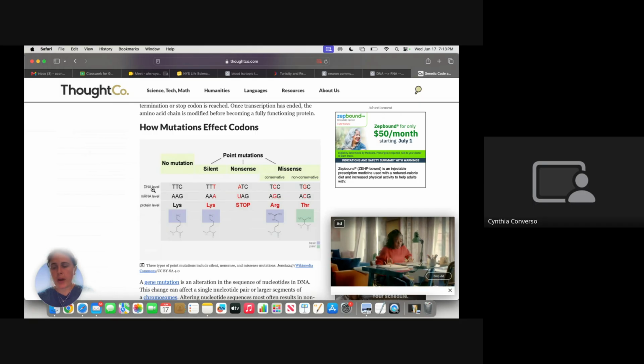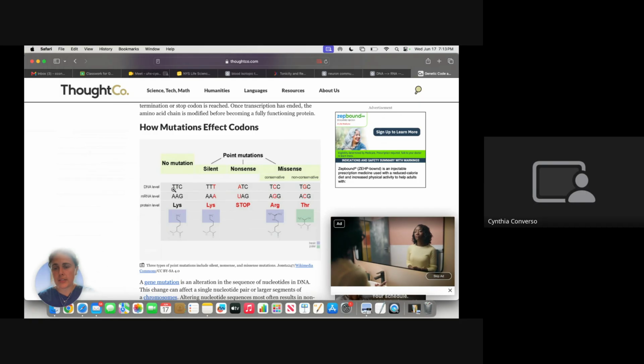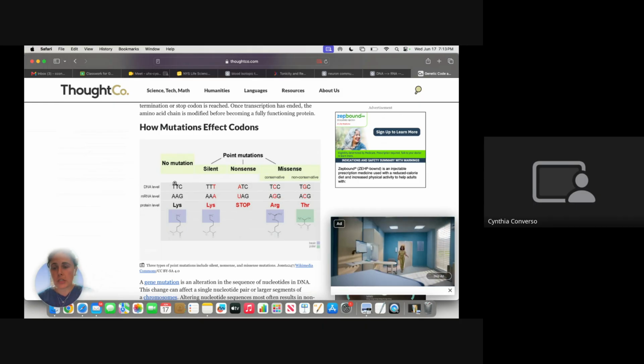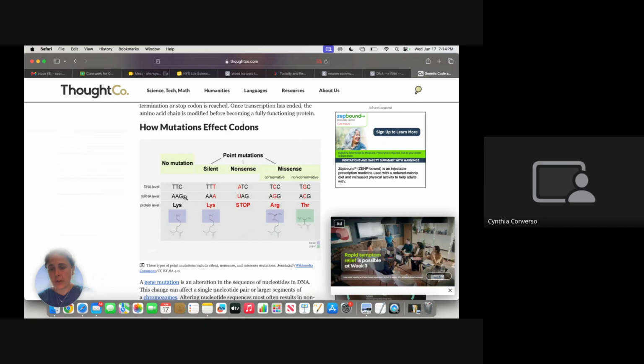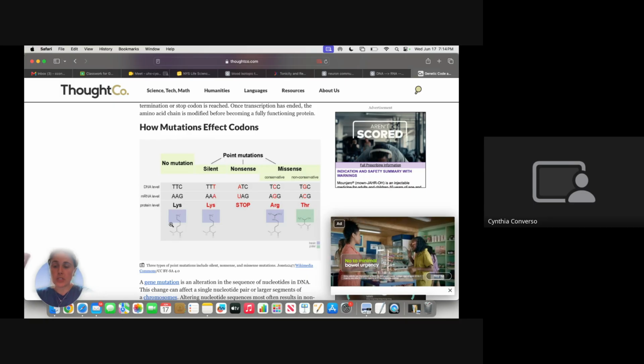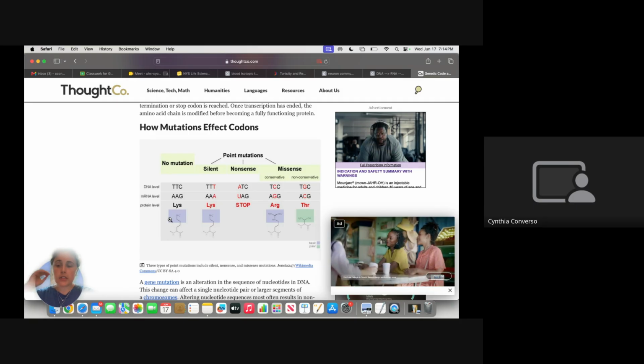All right, so if you have DNA that the code is TTC, okay, you're going to transcribe that to mRNA. So T in mRNA binds with A, goes to A, T binds with A, and C binds with G, right? Now you have RNA, right? So now you have AAG RNA. And now you're going to use the RNA to find the amino acid. So it goes DNA to RNA to amino acid.